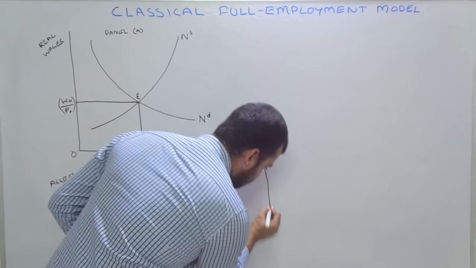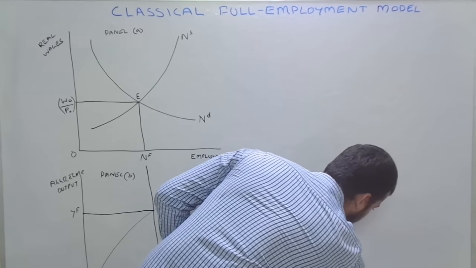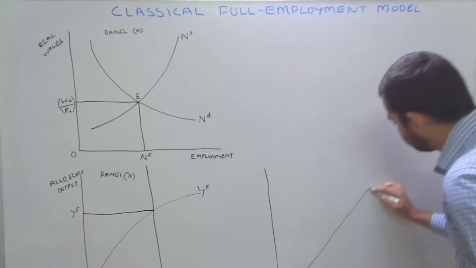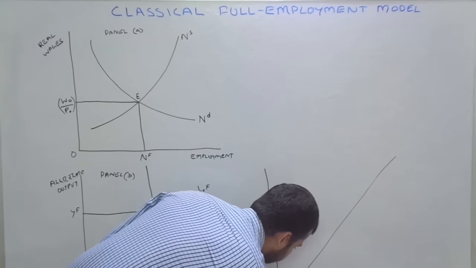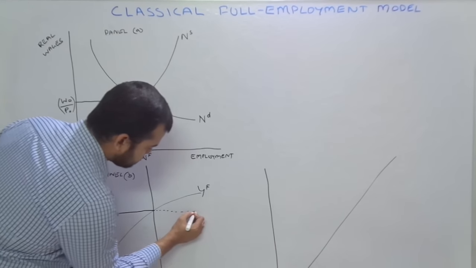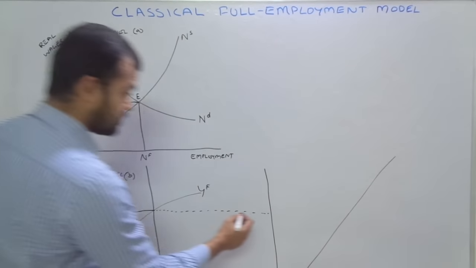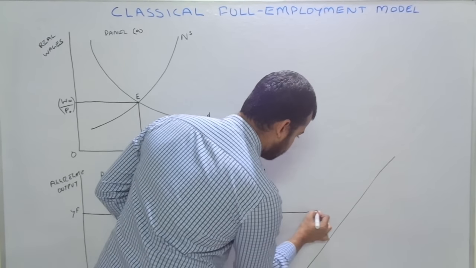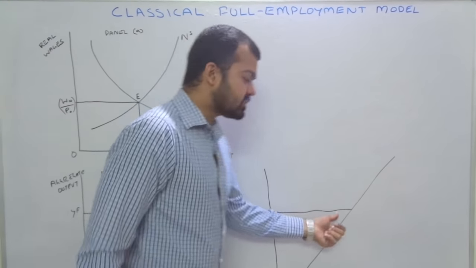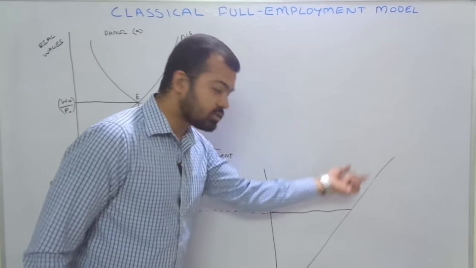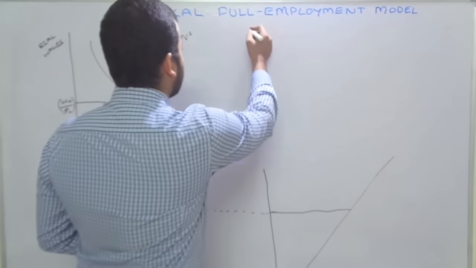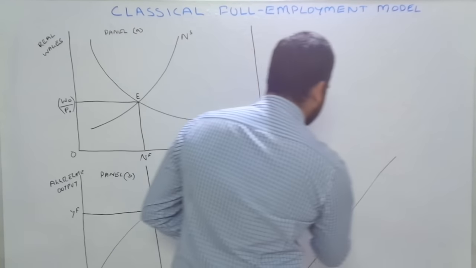Now we'll draw another panel. Here we draw one 45-degree line. Now we carry forward this full employment line to this horizontal. From this horizontal line, we have to convert this line to a vertical line. That is why we have drawn this 45-degree line, in order to transfer this horizontal line to the vertical line. Now we are drawing panel D.